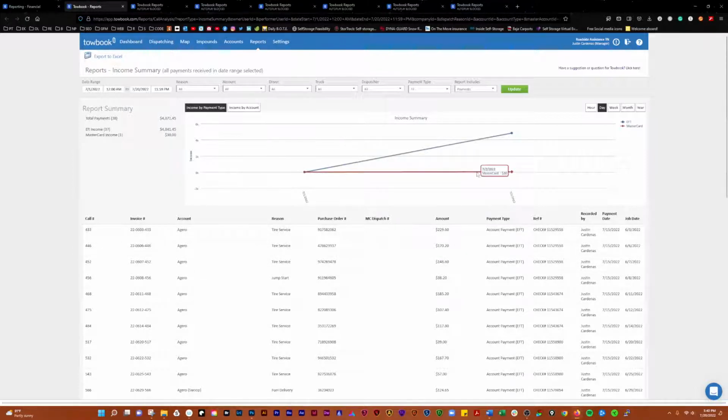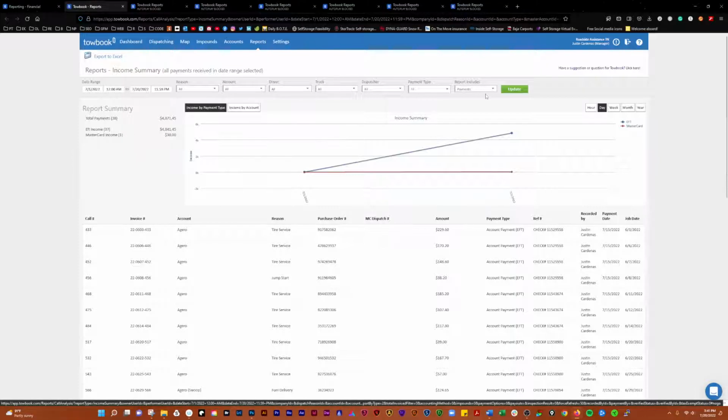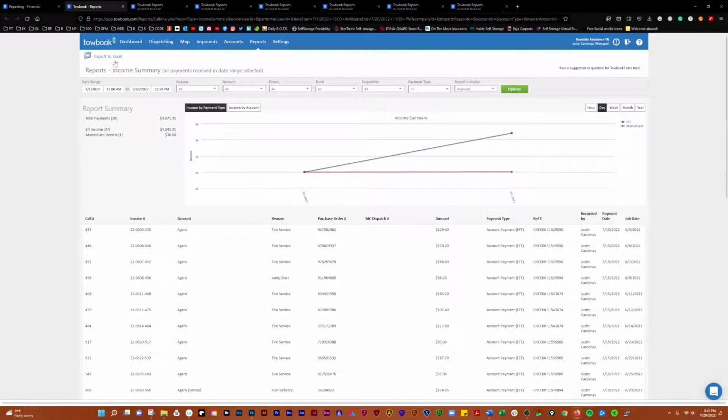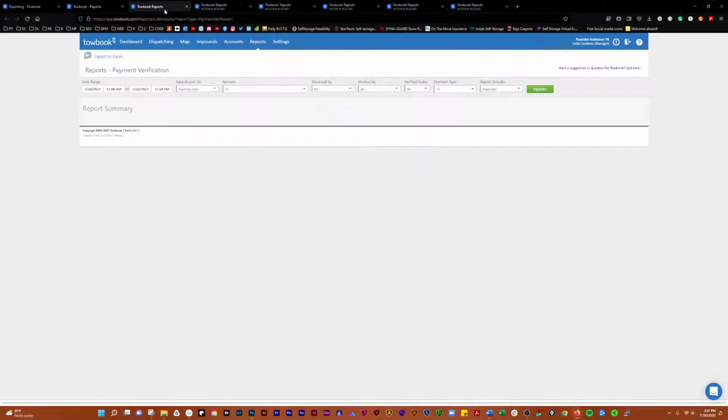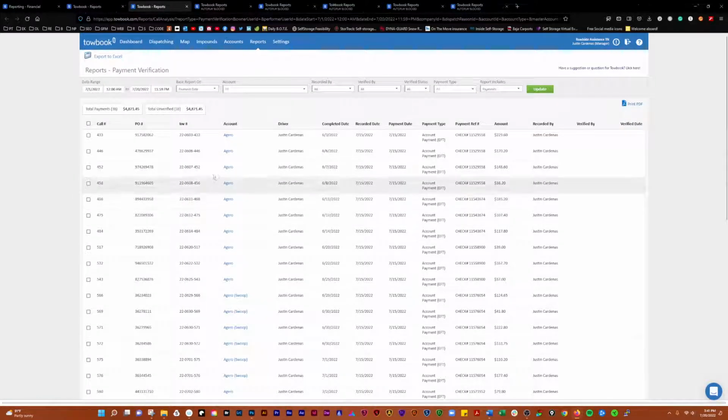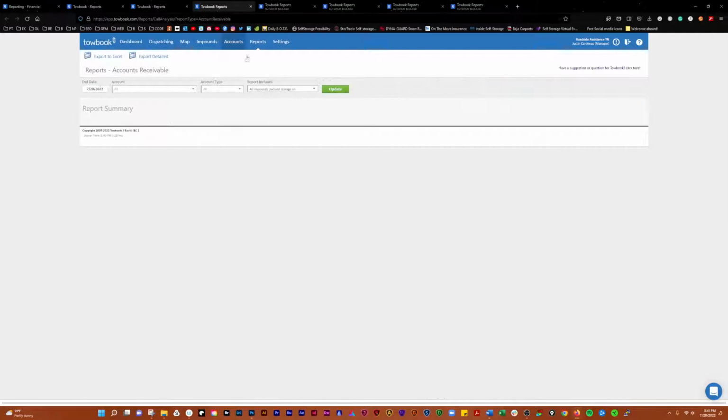You can see your MasterCards, your EFT payments. You can break it all down and filter it just like before, all exportable. Reports from payment verification show total payments, total unverified. This can tell you, hey, you've got payments that need to be processed, which I do a whole bunch of them, running behind on that.